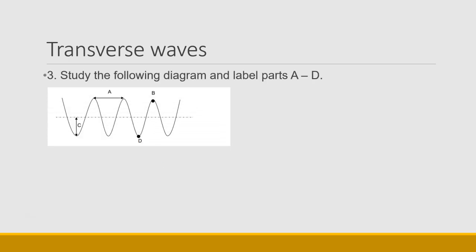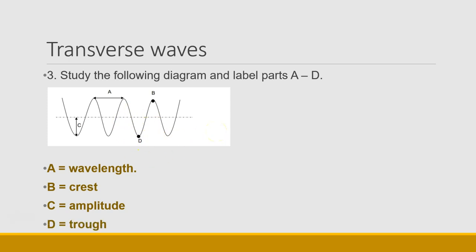Study the following diagram and label parts A to D. So here's part A. Crest to crest distance represents the wavelength. B is the top of the wave, which is called the crest. C is the distance from equilibrium position to the bottom of the trough, which is the amplitude. And D is the bottom of the wave, which is the trough.